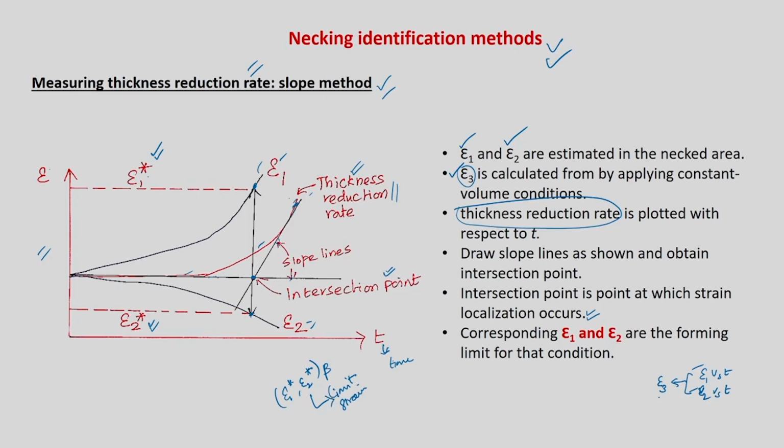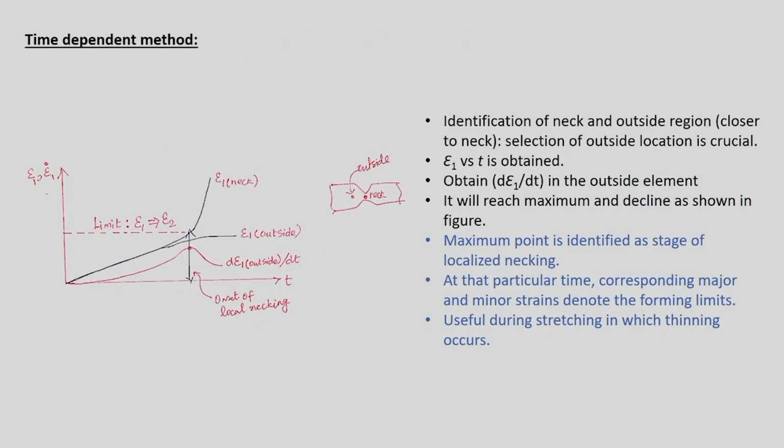This is one way. There is another method which is also easy, that's called the time dependent method. This is a similar one but slightly different. You will see that in this method you have to choose 2 locations. One location is a neck zone, a neck region, which I have schematically drawn here. This entire constriction is actually called your neck. It may not be like this, but I am just showing a case.